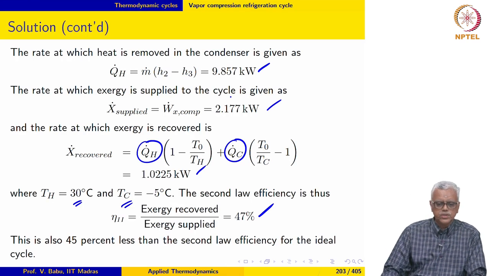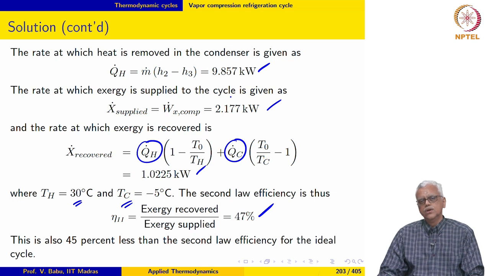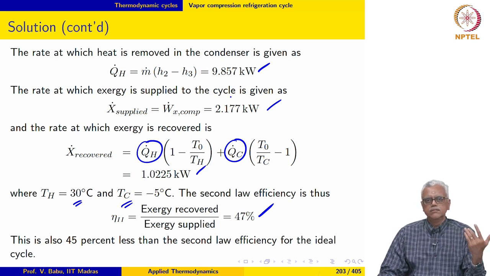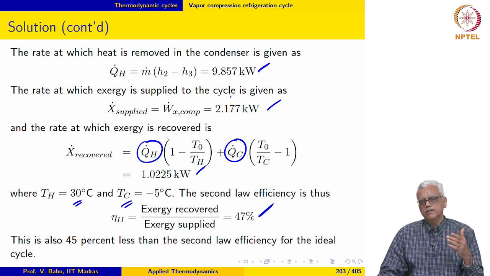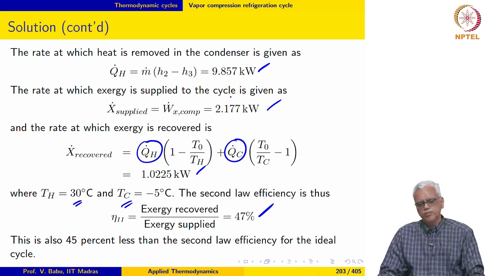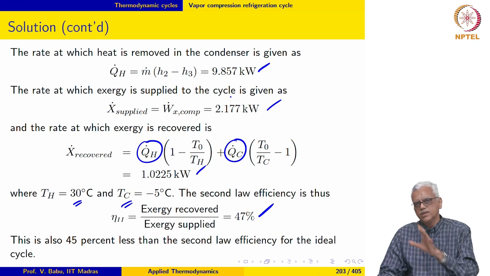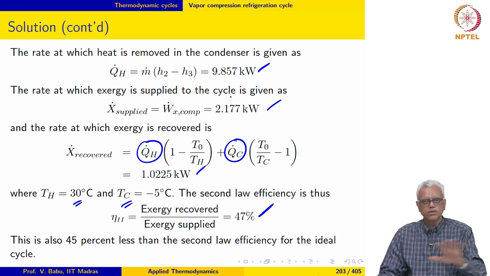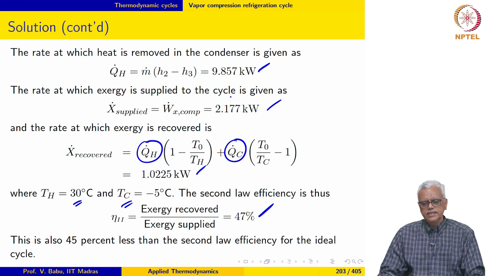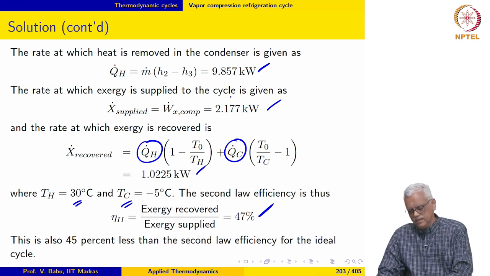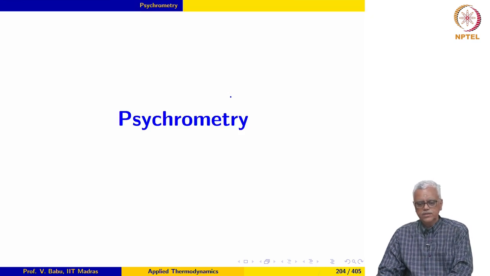So this concludes our lectures on thermodynamic cycles, where we looked at Rankine cycle, air standard cycles, within which we discussed air standard Brayton cycle, air standard Otto and air standard diesel cycle, and then vapor compression refrigeration cycle, which is the only power absorbing cycle among all these cycles. The next module that we will take up is psychrometry.